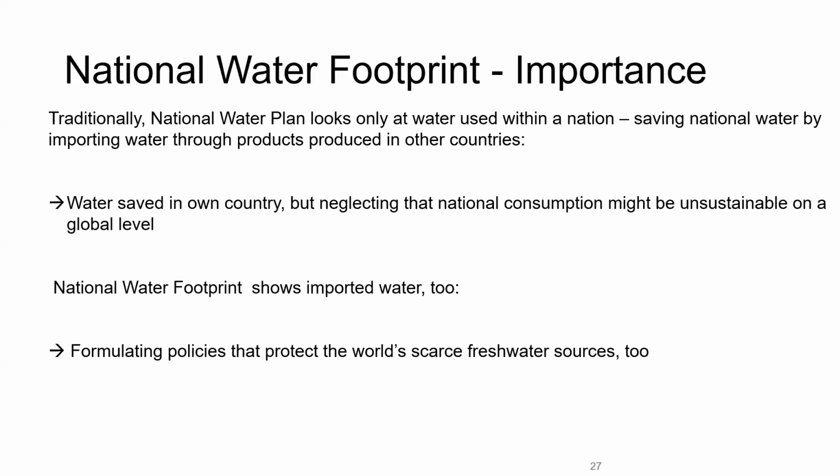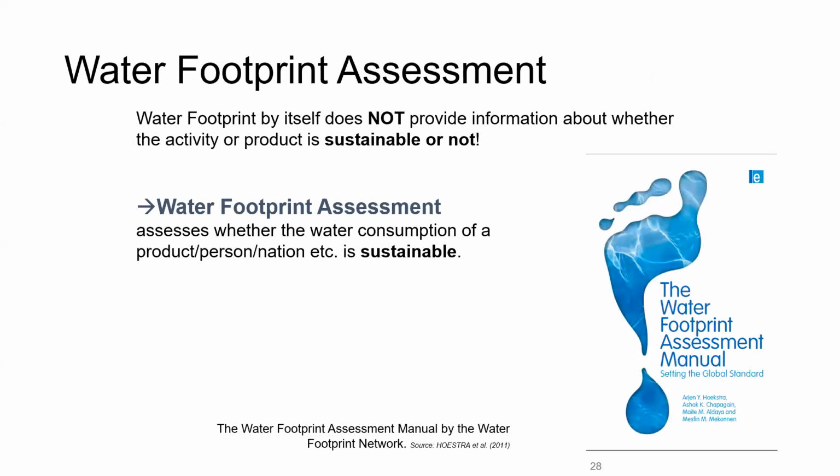So there are some policies, water policies, being formulated that protect the world's scarce fresh water sources, because you might be aware of the Latur area in Maharashtra, or some other, even Kutch, drought prone area. So that means this is not available. The drinking water is not available.